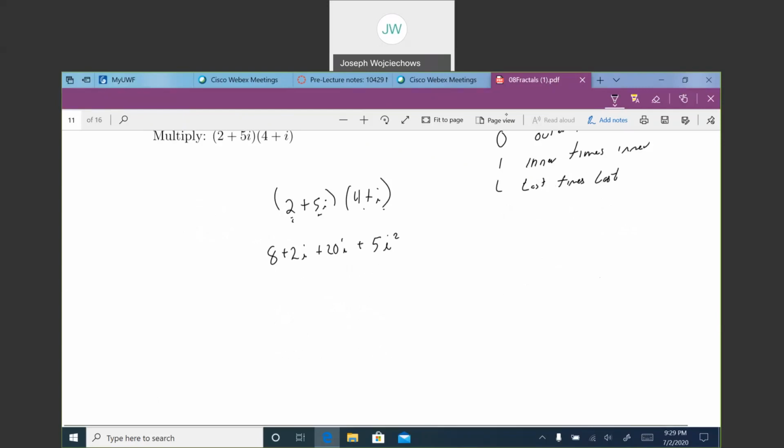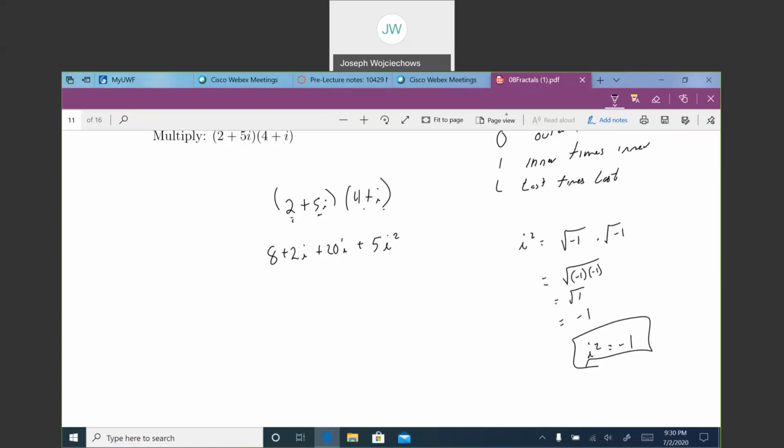So let's look at i squared over here to the side real quick. This is what? The square root of -1 times the square root of -1 equals the square root of -1 times -1, which equals the square root of 1, which is -1 in this case. So i squared equals -1. This is basically by definition, i equals the square root of -1. Two definitions you'll need to remember.